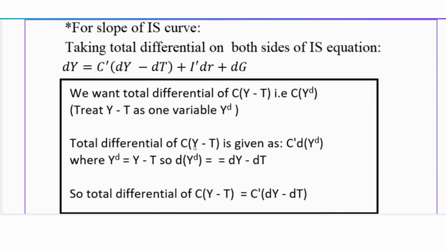The differential of YD is just the differential of Y minus T, and we know, like derivatives, the differential of a sum or difference is the sum or difference of differentials. So the differential can go inside this difference, and this can be written as the differential of Y minus the differential of T. So the total differential of C(Y minus T), like we said, is just C prime, which is the MPC out of disposable income, times the differential of disposable income, which is dY minus dT. So when you're finding the differential of C, just treat Y minus T as one variable, YD. Then the differential of C(YD) is just C prime(YD) times the differential of YD, and the differential of YD is dY minus dT.